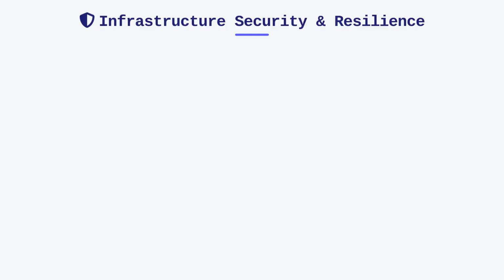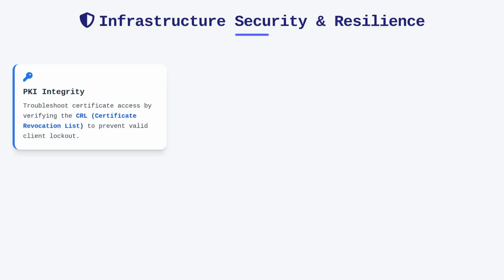Infrastructure security extends to the integrity of your PKI and the resilience of your server cluster against volumetric denial of service attacks. Troubleshooting certificate-based access often involves verifying the certificate revocation list, or CRL, to ensure that valid clients are not being denied service due to expired or incorrectly flagged certificates. When facing a potential denial of service or distributed denial of service attack at the server level, your primary objective is to maintain availability for legitimate users while discarding malicious packets.